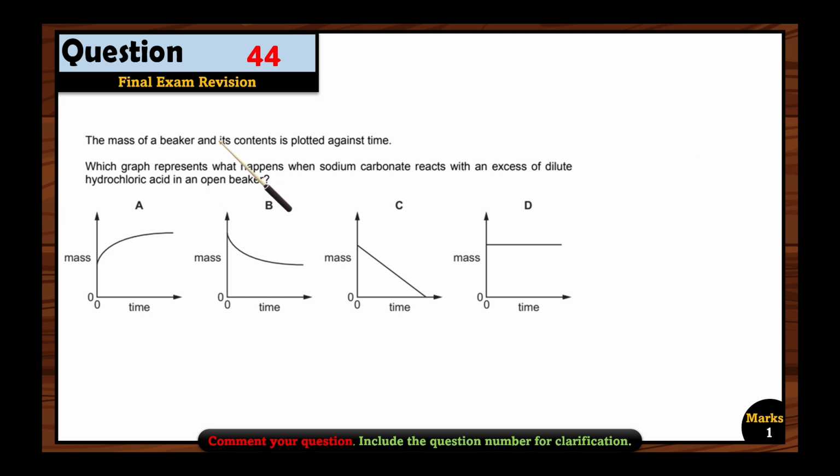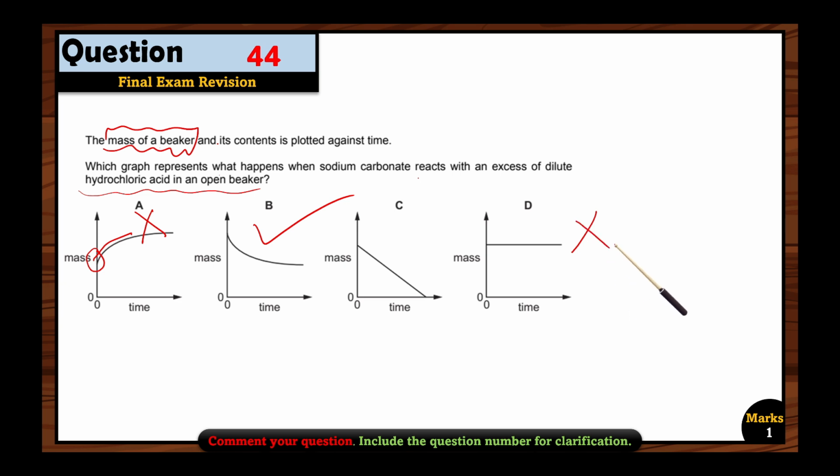Question 44. The mass of the beaker and its contents is plotted against time. Which graph represents what happens when sodium carbonate reacts with an excess of dilute HCl in an open beaker? So when they are using the open beaker, of course, the gas will go out of the beaker. So the mass of the beaker will slowly get less and less. In the start it will be more and then it will be less. Here it is getting higher, which is not possible. It should get lower. So this graph is the right graph.